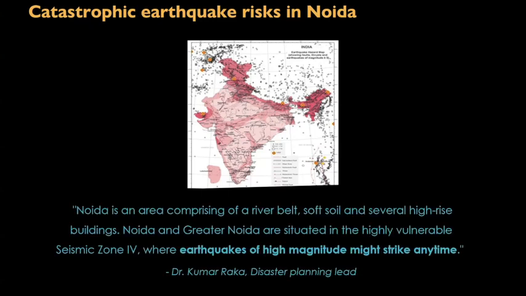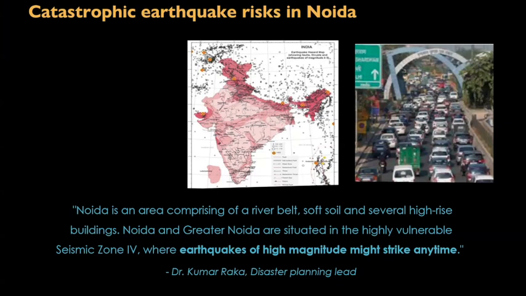And if you will, we spent some time looking at disaster planning, and it turns out that Noida has soft soil, what's known as soil prone to liquefaction, being in a river belt with soft soil and high buildings. And the disaster planning lead, in looking at it as a seismic 4 zone, noted that earthquake risk was significant and that high magnitude could strike at any time. This is a representation of what traffic might look like in Noida on any given morning as commuters are making their way through the region to get to their employer.